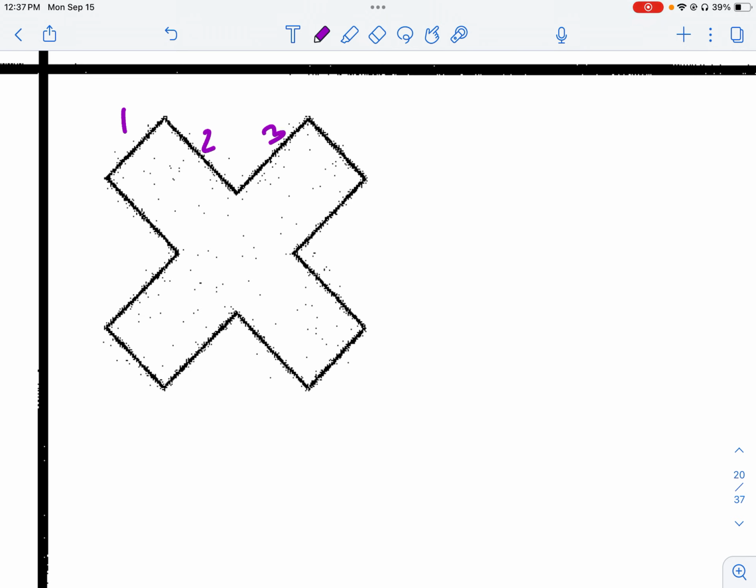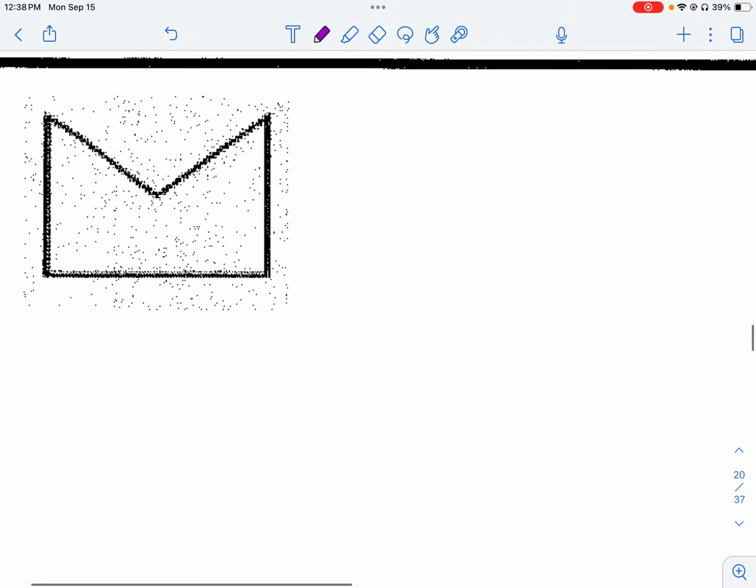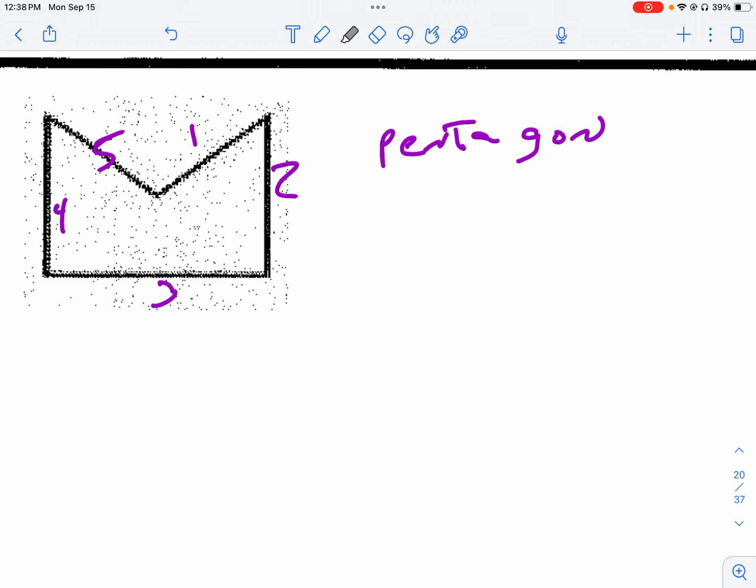1, 2, 3, 4, 5, 6, 7, 8, 9, 10, 11, 12 sides is a dodecagon. And if we extend the side, it goes inside. It is concave. 1, 2, 3, 4, 5 sides. Pentagon. And if we extend a side, we get points inside. So it is concave.